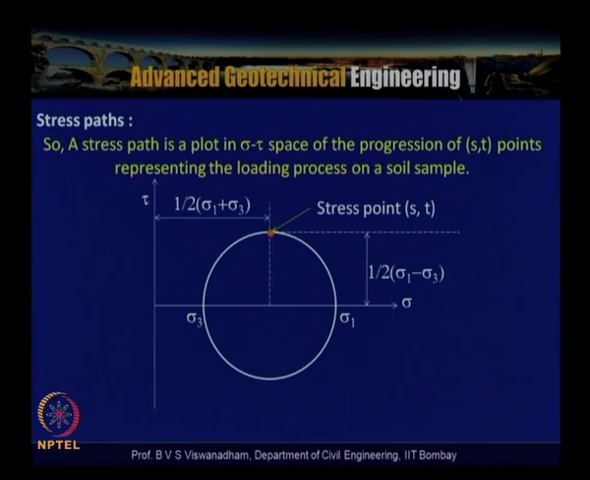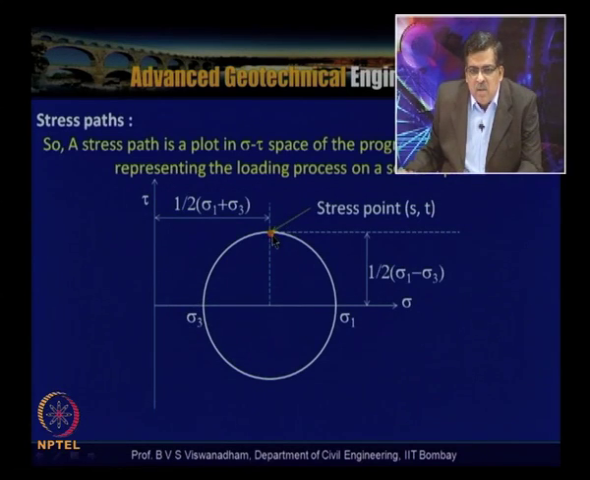Now let us say that we have a Mohr circle with sigma 1 as the major principal stress and sigma 3 as the minor principal stress. Sigma 1 minus sigma 3 is the diameter of the Mohr circle, and the center of the Mohr circle is on the sigma axis at a distance of sigma 1 plus sigma 3 by 2. Let us assume this is the stress point ST. When you join the pole here, this is called the major shear stress plane. The coordinate of this point is, along the sigma axis, sigma 1 plus sigma 3 by 2, and along the tau axis, sigma 1 minus sigma 3 by 2.